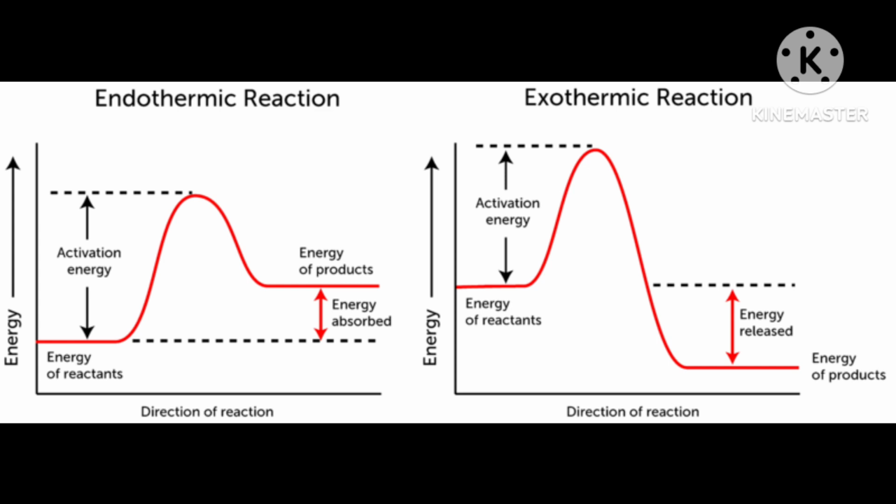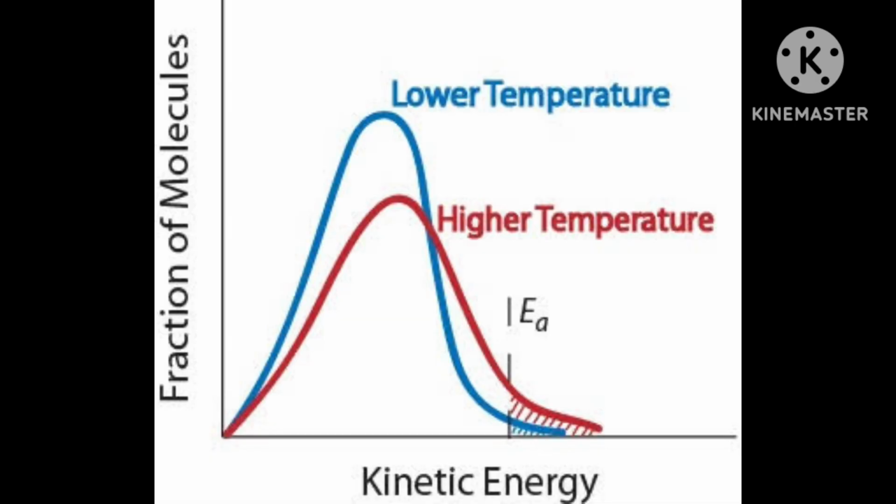this original bond of HH and I will slowly and slowly become weak, and finally at the intermediate stage it will break and convert to HI, which means it will form 2HI. H plus HI, 2HI it will give. HI plus HI. This happens at the intermediate stage.